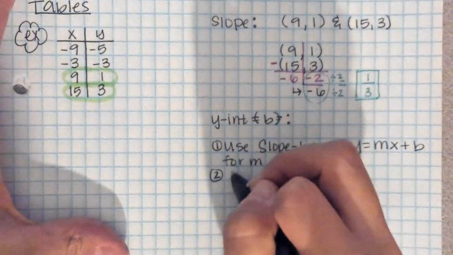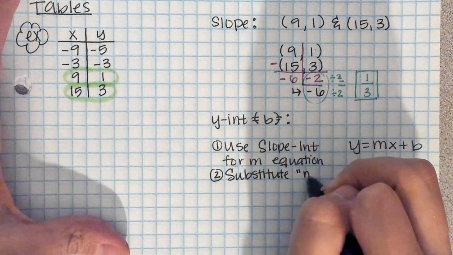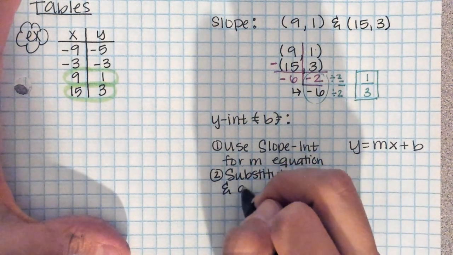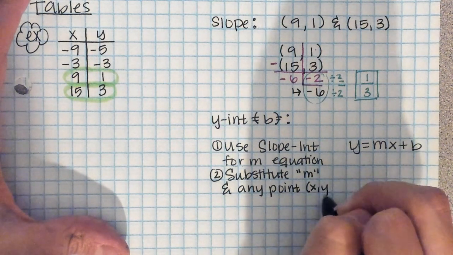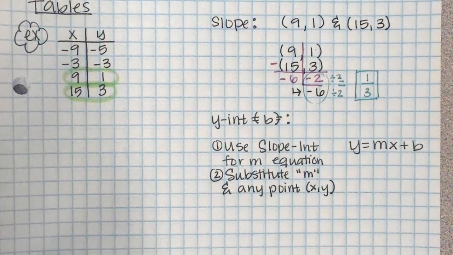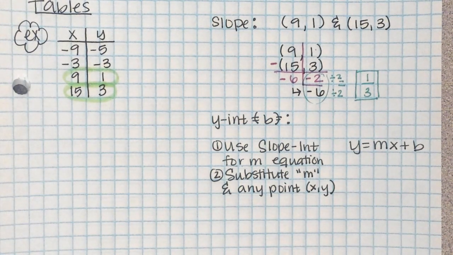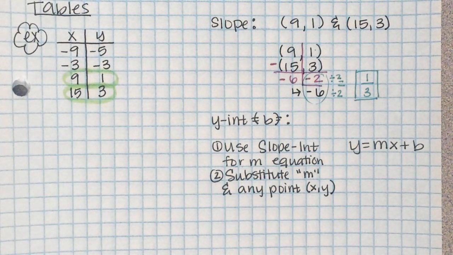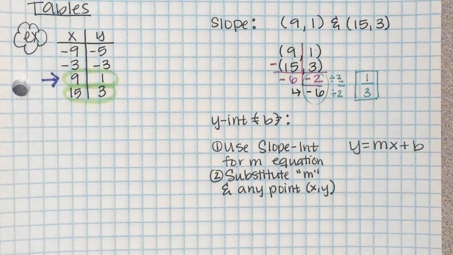All right, from that equation, we're going to substitute m, and any point for x and y. So what point do y'all want to use in this equation? Any point from my table. 9, 1. Why'd you choose that one? It seemed the simplest because it's the smallest numbers.